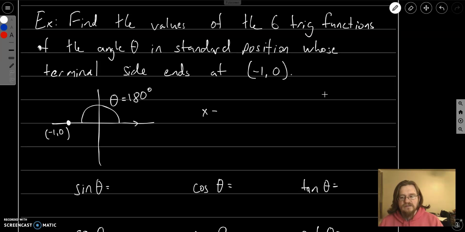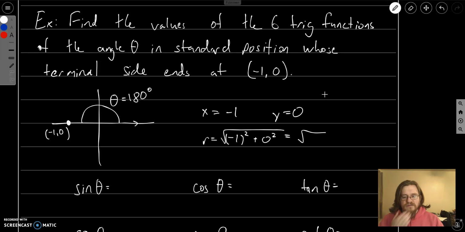Again, we have x is going to be -1, y is going to be 0, and r is going to be fairly easy to figure out. So we take the square root of -1 squared plus 0 squared. And this is going to be the square root of, well, -1 squared is 1, plus 0 is still 1. So r is also going to be 1.